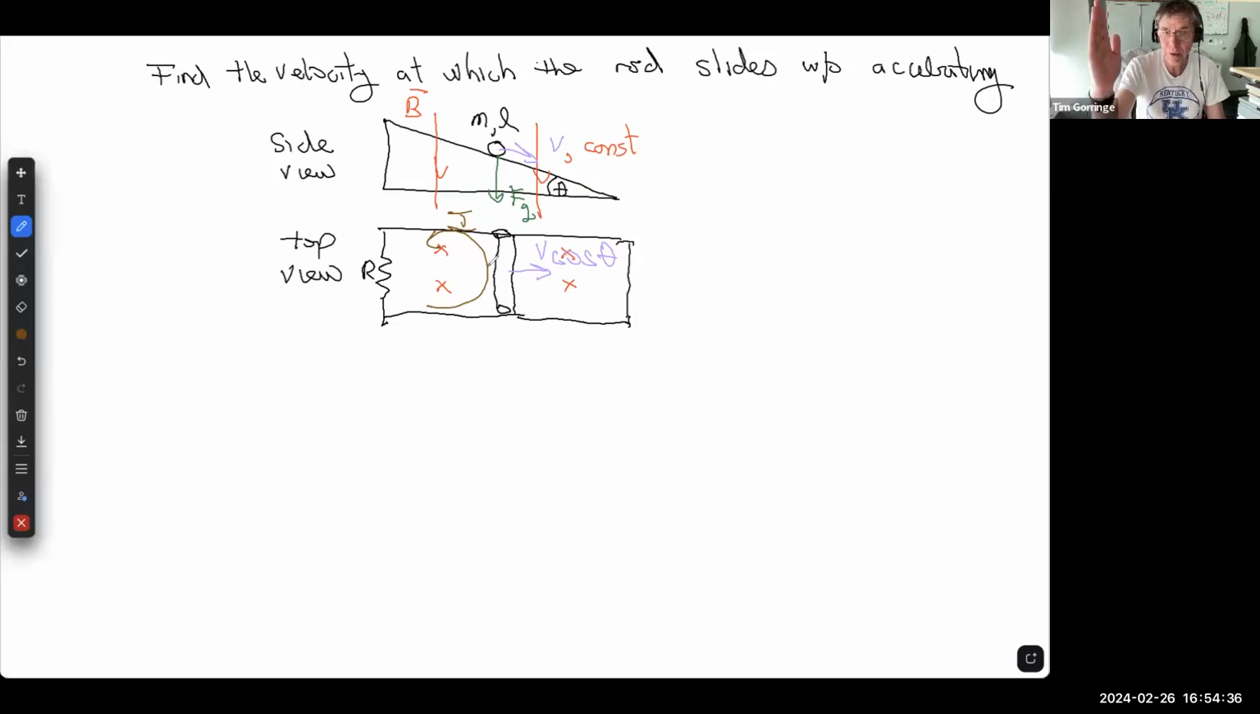So I'm going to put the palm of my hand in the direction of the current. It's up the screen, curl my fingers into the screen. That's the direction of the magnetic field. My thumb is pointing towards the left. That's the direction of the magnetic force.